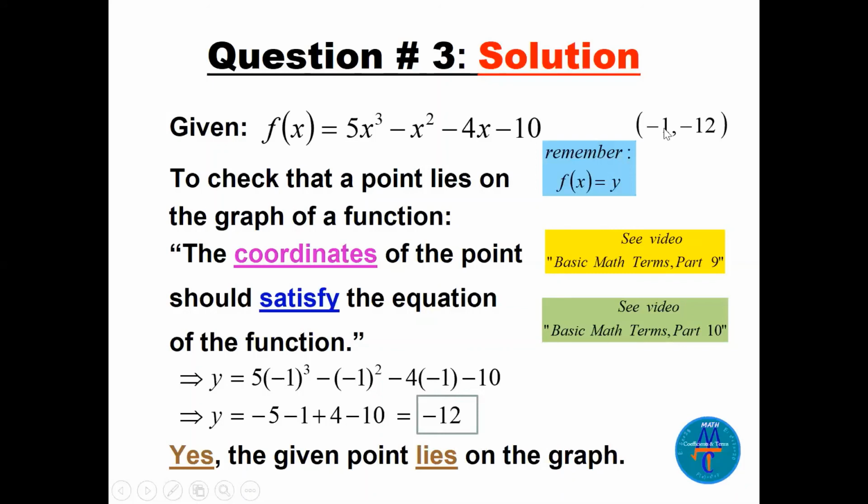Suppose I gave you here minus 1, comma, minus 17. So you put minus 1 there, you get minus 12. And if I give you minus 17, then the answer will be no, the point does not lie on the graph. Now, this is the last question in details with the solution.